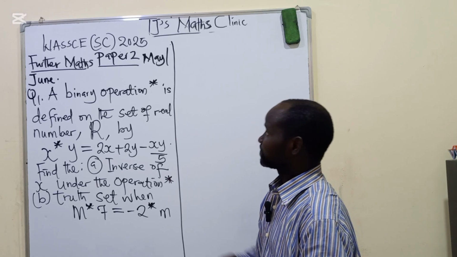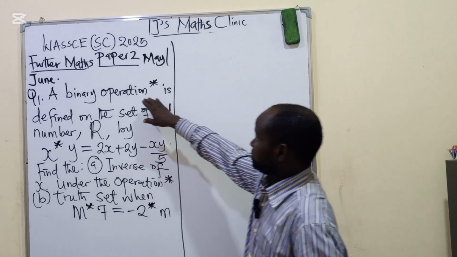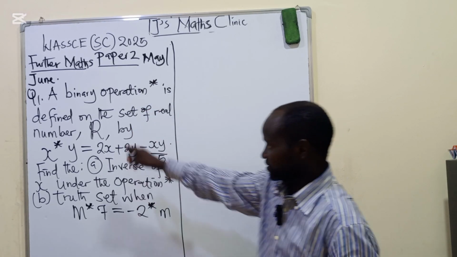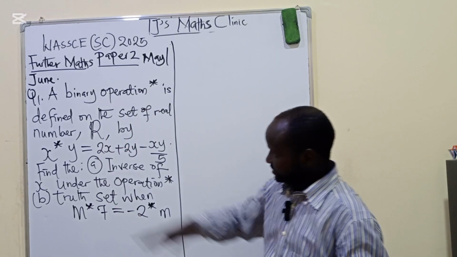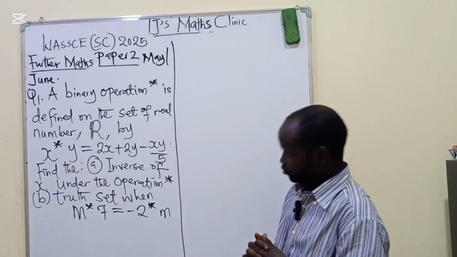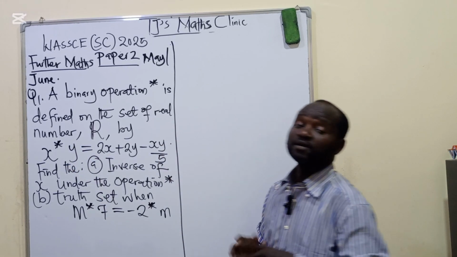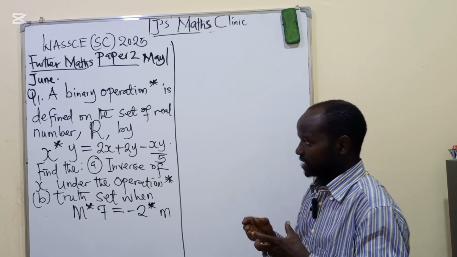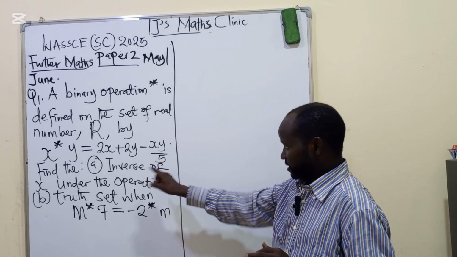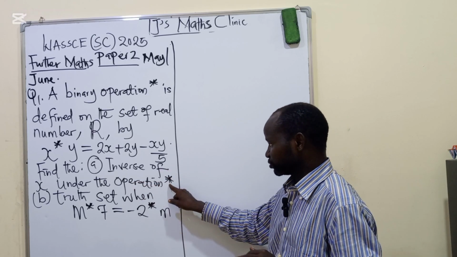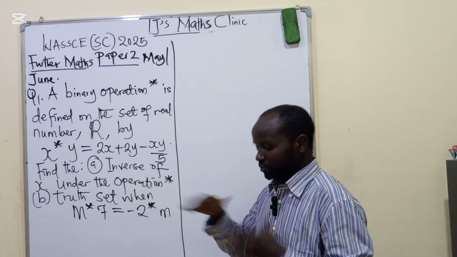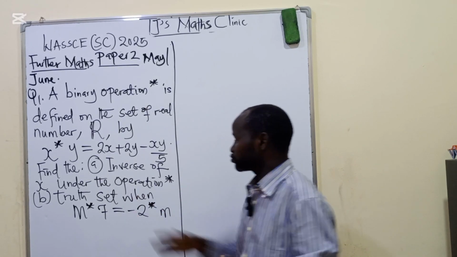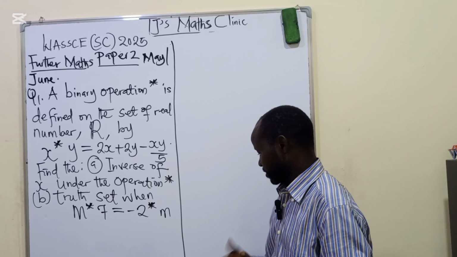The question reads: a binary operation, which is given as this, is defined on the set of real numbers, this is the sign for real numbers, by x operation y equals 2x plus 2y minus xy divided by 5. We are asked to find A, the inverse of x under the operation. B, we are asked to find the two values of m when m operation 7 is equal to -2 operation m.